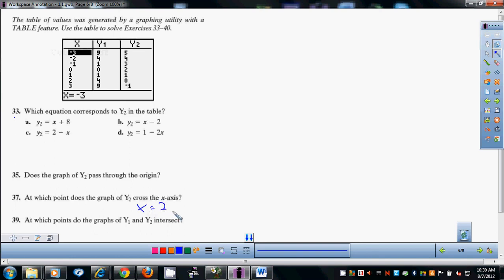At what point do the 2 graphs intersect? Negative 2, 4. I think that's what I heard. And what else? Very good. 1, 1. At negative 2, they have the same y value, so negative 2, 4. And at 1, they have the same y value, so 1, 1. That's where those graphs are going to cross, because their points are the same.